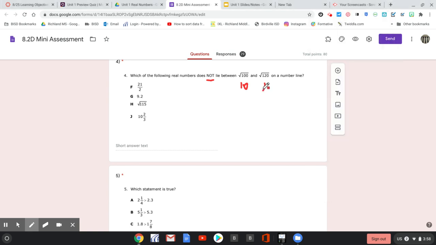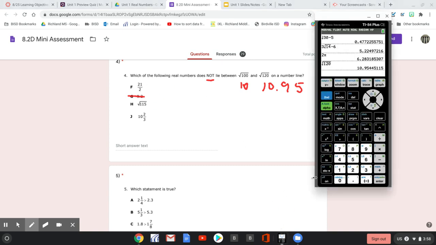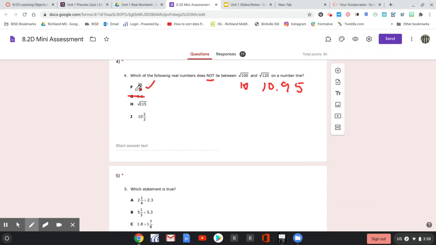That would be 10.95. Okay, so we know we can mark this one out because it's a 9. And let's see what else we have. We need our calculator. 21 divided by 2 is 10.5, that one works. Oh, we don't want to cross that one out. I'm sorry. We're picking the one that doesn't. So I'm pretty sure it's going to be this, but let's check the rest of them.